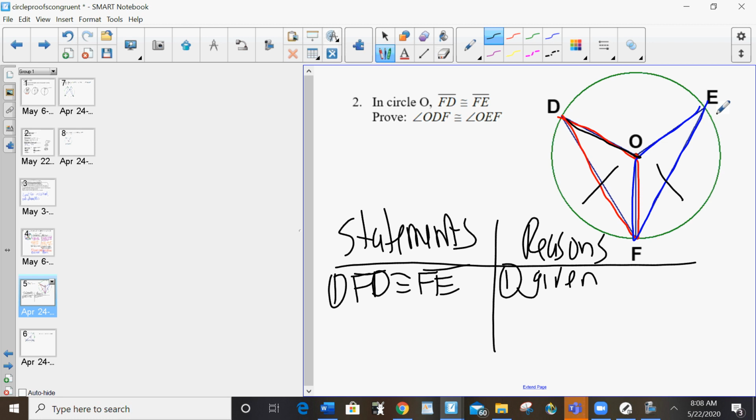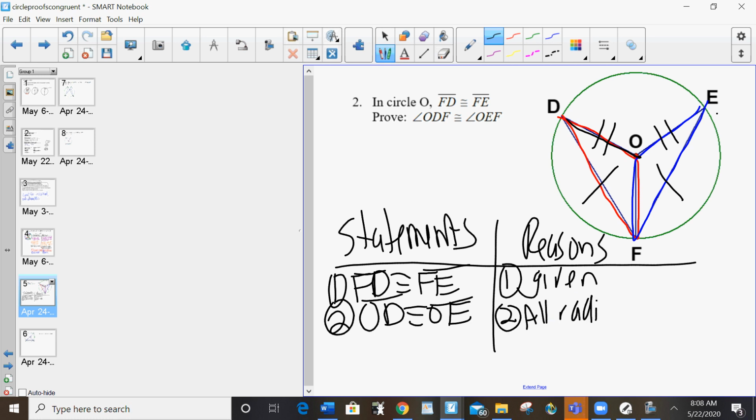Radii, do I see radii here? Yes. I see that OD is a radius, and I see that OE is a radius. So I can state that OD is congruent to OE. All radii of a circle are congruent. Now, are there any other radii? I see OF is a radius, but there's only one other radius. It needs something to go against.